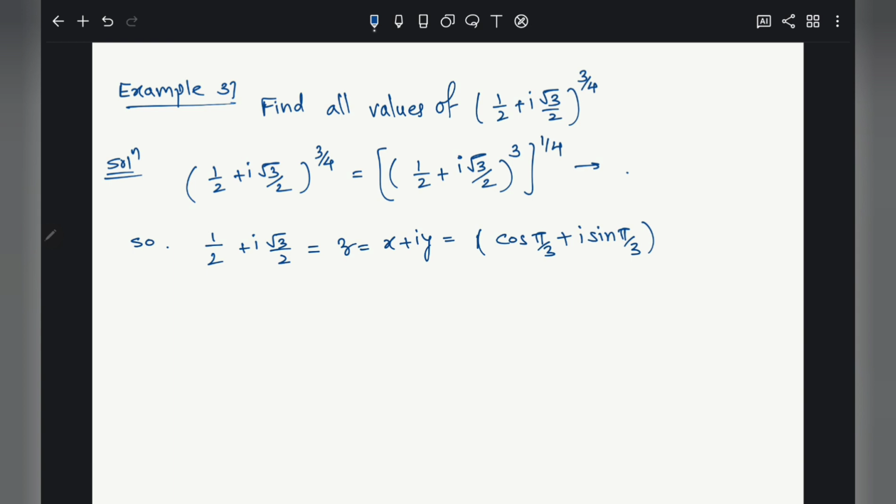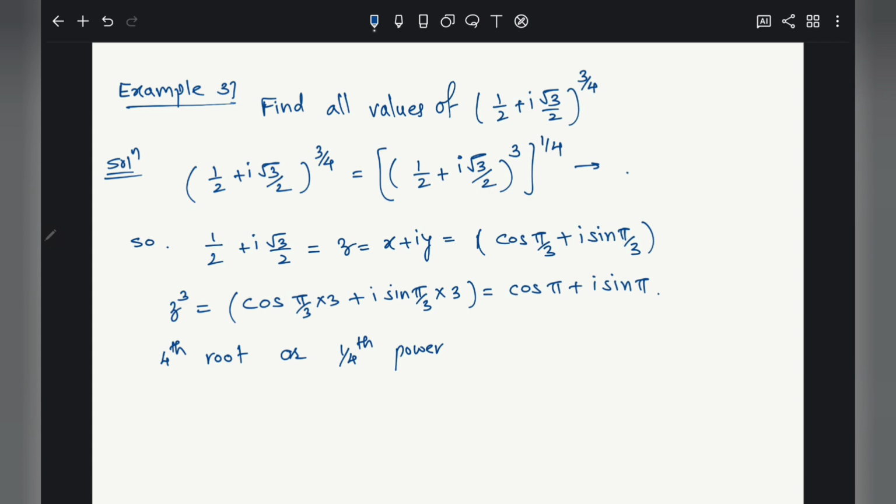So this is cos pi by 3 plus i sin pi by 3. Like this it can be written. So what we need to do here, first we will take z cube. So z cube is, by De Moivre's theorem, cos pi by 3 into 3 plus i sin pi by 3 into 3. So we are actually getting cos pi plus i sin pi. It is that simple. And then we have to take the fourth root, that is 1/4 power.